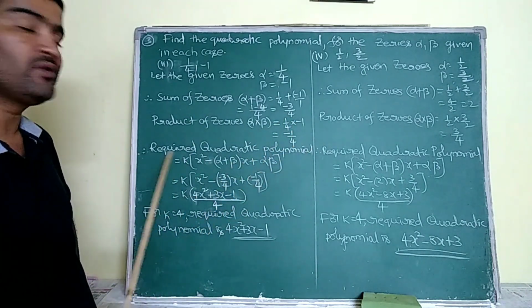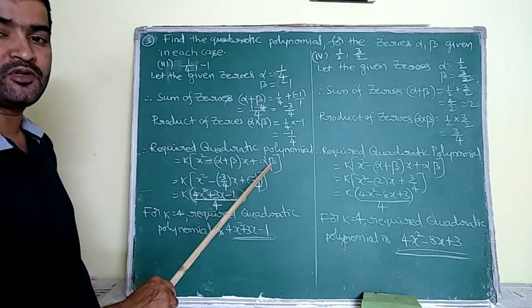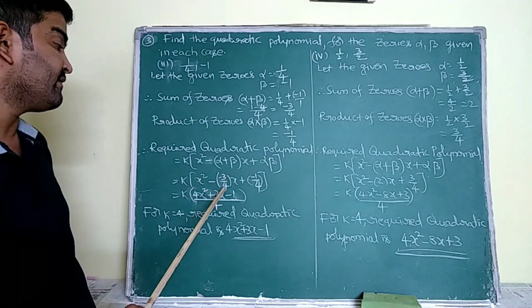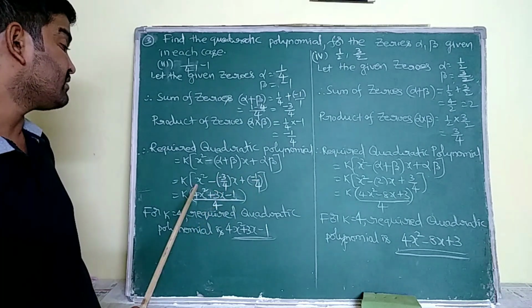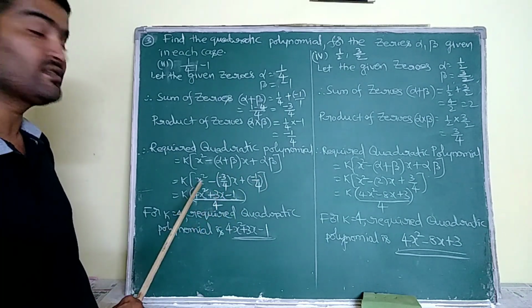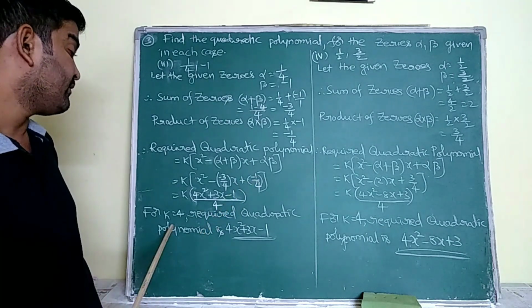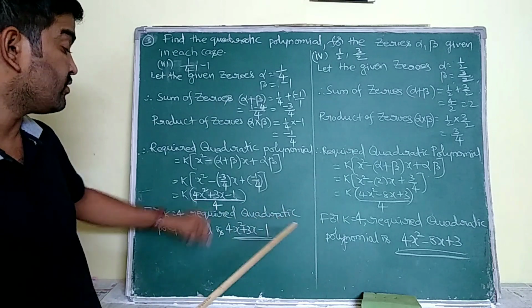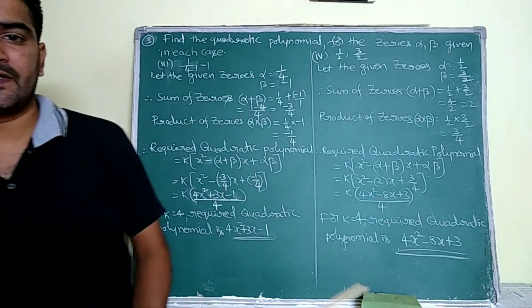Therefore the required quadratic polynomial is k into x square minus sum of zeros into x plus product of zeros. So k into x square minus of minus 3 by 4 into x plus minus 1 by 4. Now take the LCM as 4, then 4x square plus 3x minus 1. Therefore k is equal to 4. Why? Because the denominator is 4. So for k is equal to 4, the required quadratic polynomial is 4x square plus 3x minus 1.